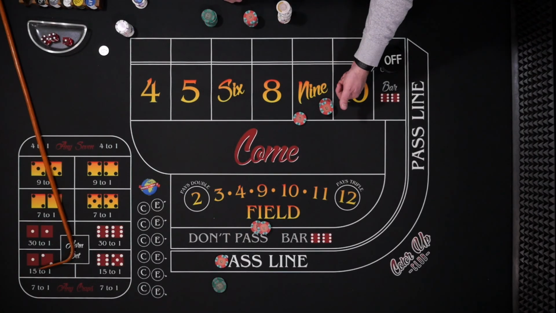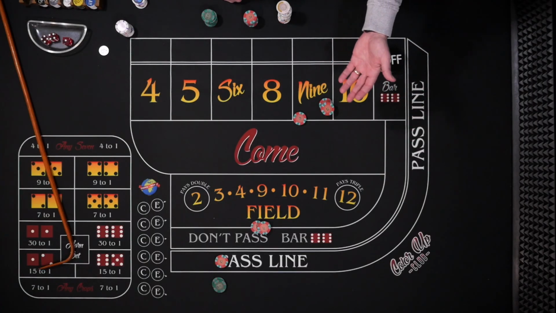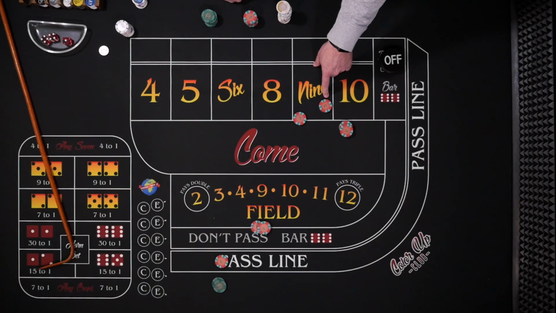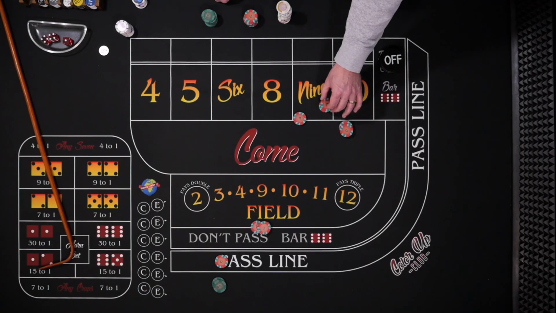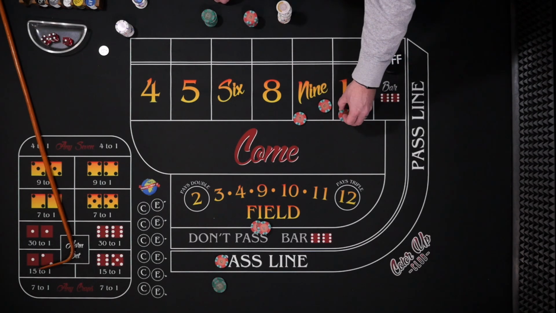Our come bettor can lower or raise his odds bet, again dealing with table maximums or minimums. But the contract bet, he cannot remove or lower. You can add more to it. It would be considered a put bet, technically, and it's not really good for the player. I discussed in other videos, you don't want to get into put betting.